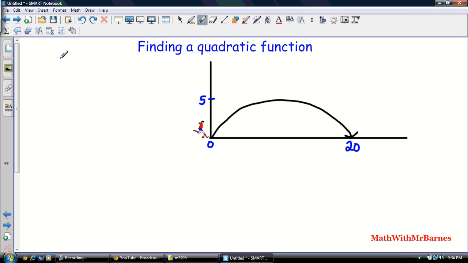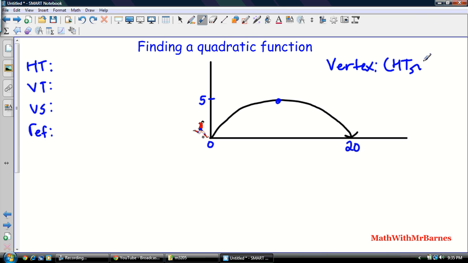All right, so if we want to find either one of those, this is what we have to start with. We have to start with HT, VT, VS, REF. HT is horizontal translation. The first thing we have to be able to do to figure out HT and VT is find the vertex. Because if you remember, your vertex is your HT and VT.